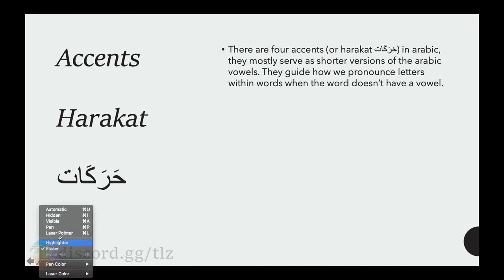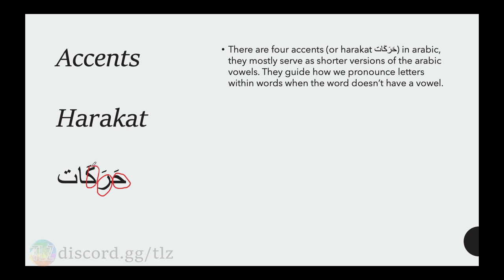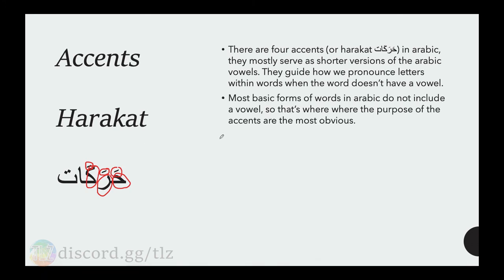So, for example, in the word that we see here, this is ha, ra, ka, and this doesn't have any vowels in it. And I mean long vowels. But we still pronounce them a certain way because of the short vowels here. So these guide how we pronounce it, because this could be hurrika, but it is haraka. So this is read a very specific way, despite it not having a long vowel. Most basic forms of words in Arabic do not include a vowel, so that's where the purpose of the accents are the most obvious.